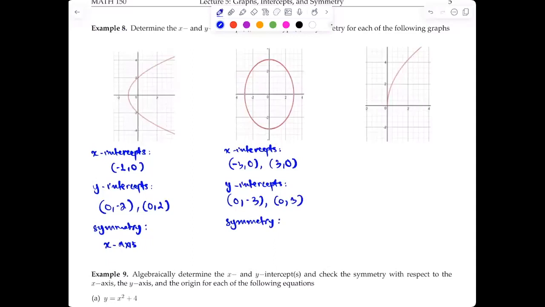What type of symmetry is this? Origins. Okay. Right. So by looking at the graph, you can also conclude that it can be symmetrical with respect to the y-axis, symmetrical with respect to the x-axis, but more generally, it's symmetrical with respect to the origin.